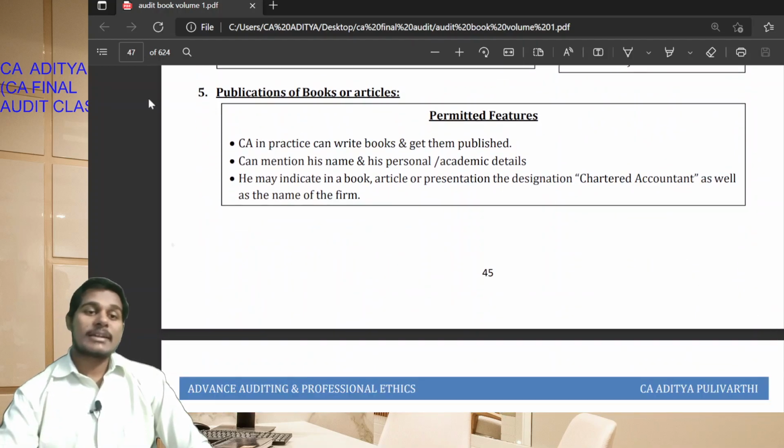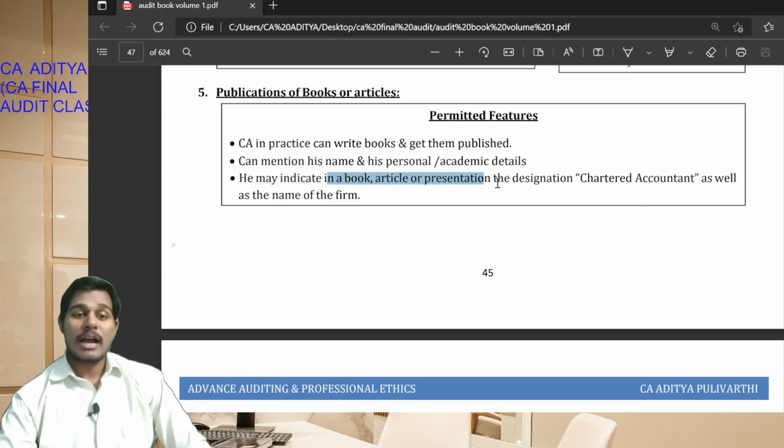Publication of books or directory. A CA in practice can write books and get them published. He can mention his name and personal or academic details. He can indicate in his books, articles and presentations his designation, chartered accountant, as well as the name of the firm. Okay students.